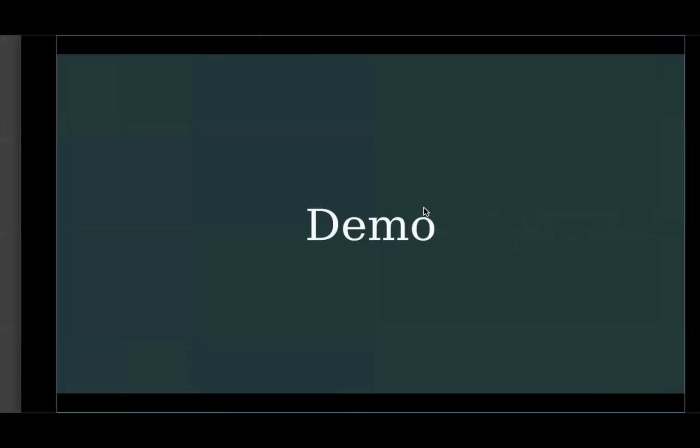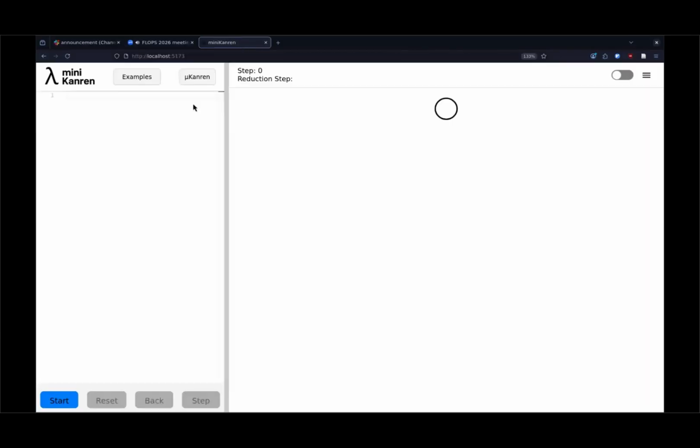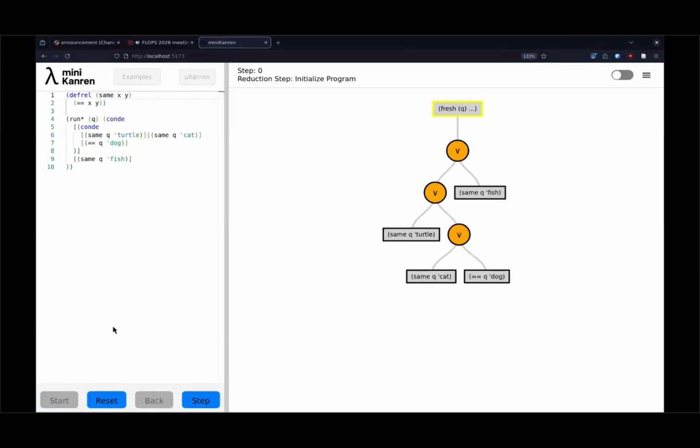So, demo. Right, so this is the tool itself. On the left-hand side here is where you would input your program, and the right-hand side contains the tree that you're visualizing. I'll go ahead and load up the same example we saw from the introduction. Hopefully this tree looks somewhat familiar to you.